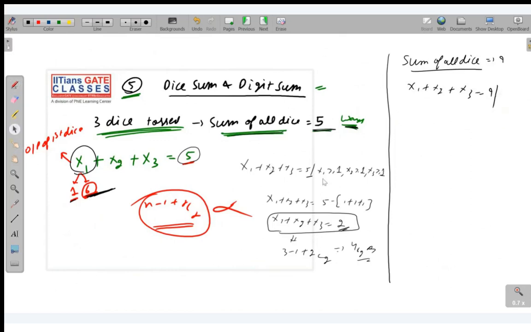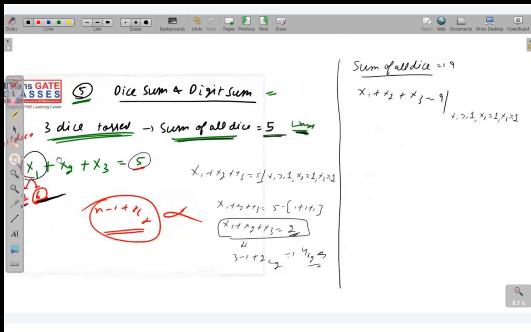Or should I write it? I can copy it also. Yes, so I have copied it.